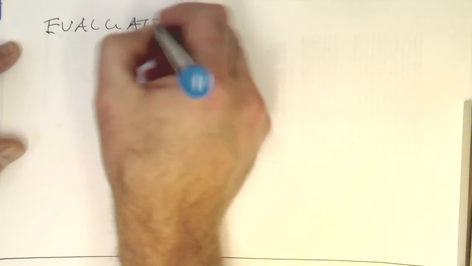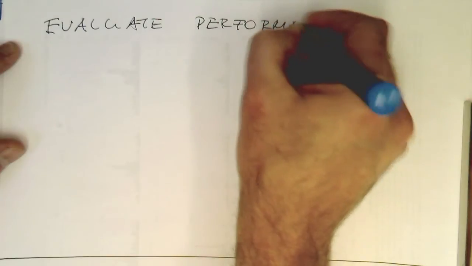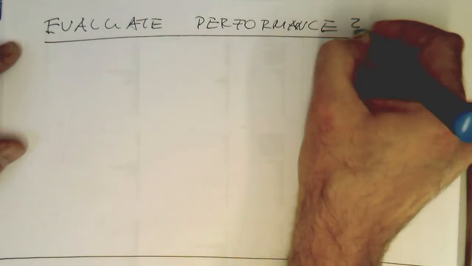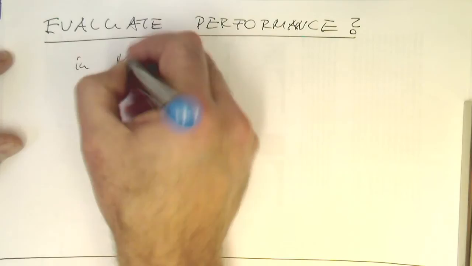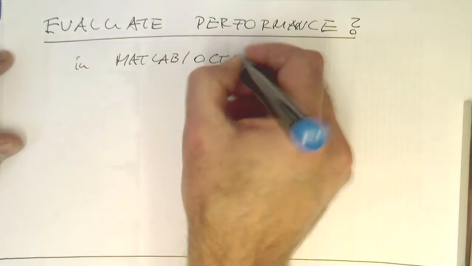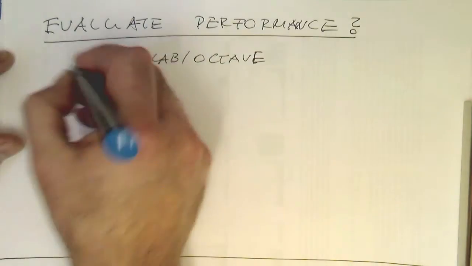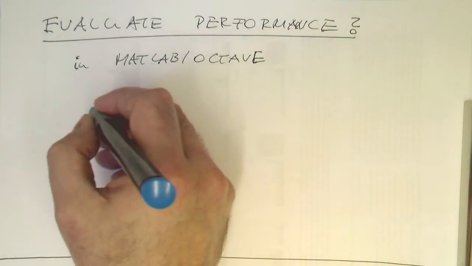So how can we evaluate the performance? This can be done easily in MATLAB or Octave. Not the filtering operation itself, so this was our heuristics before, but the impulse response, we can look at that.